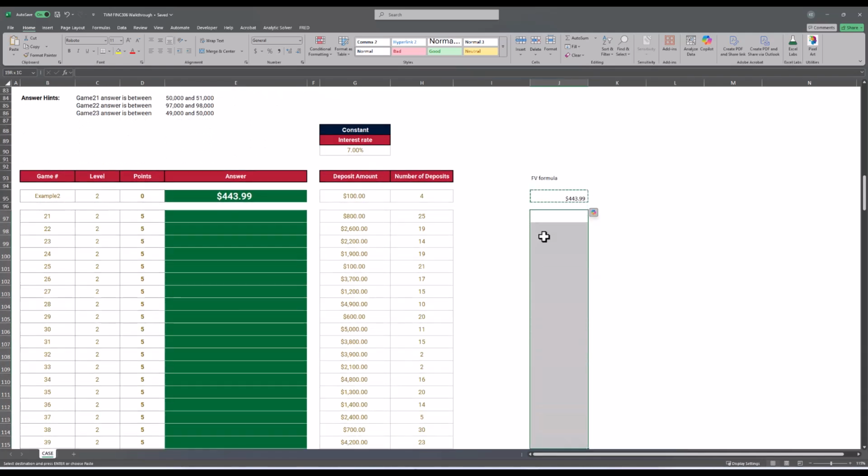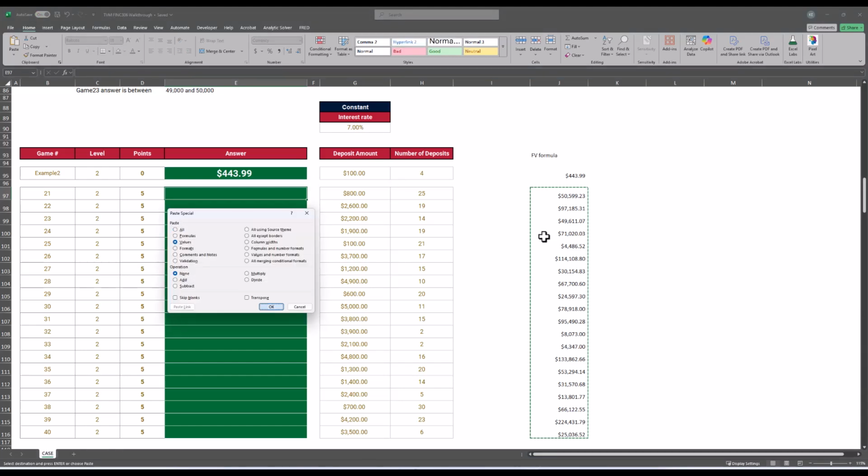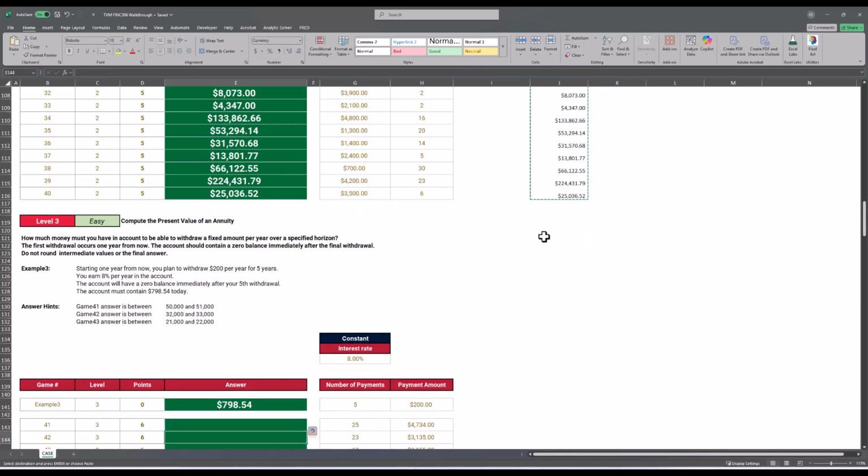Copy that, paste it down. All the inputs change nicely, and there are my answers for all the levels. Move on to level 3.